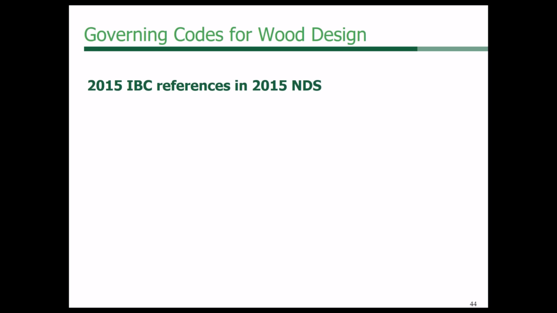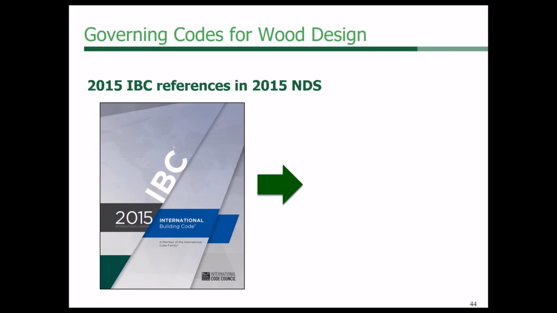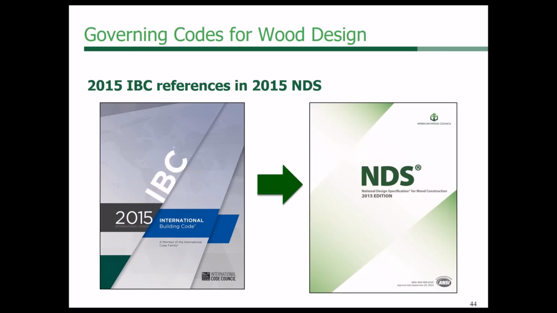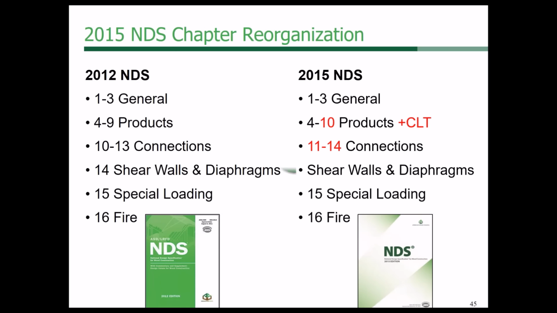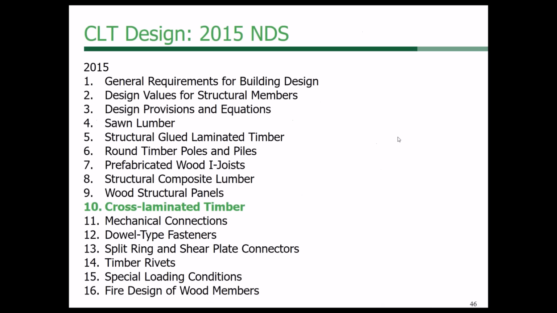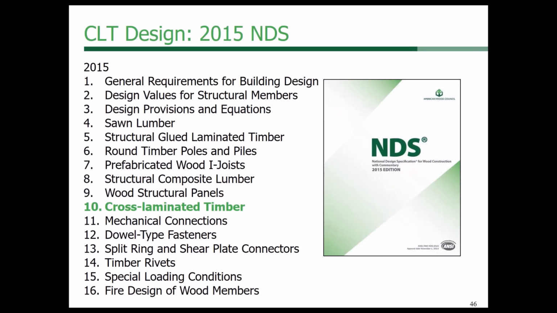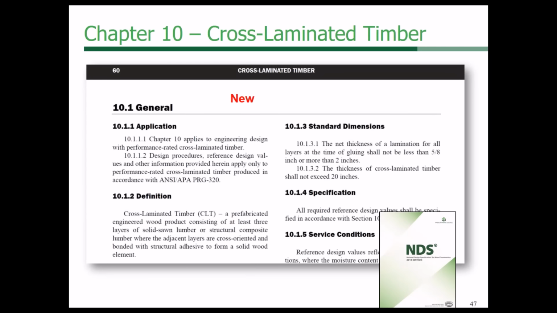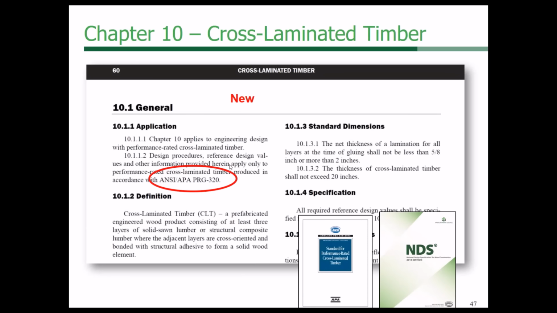Now, how do you design cross-laminated timber? Well, the 2015 IBC references the 2015 NDS, and we added a chapter specifically for cross-laminated timber, which is Chapter 10. There you will find references for the general design criteria and where you would go for design values. The panels need to be manufactured in accordance with ANSI APA PRG 320.